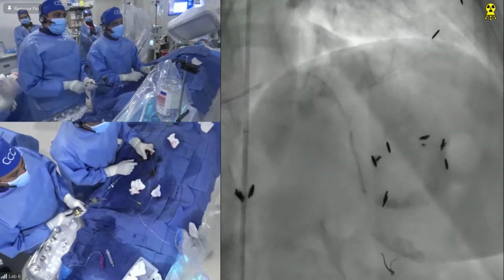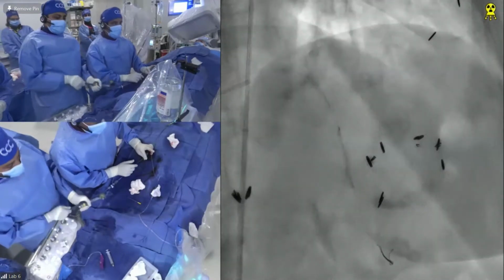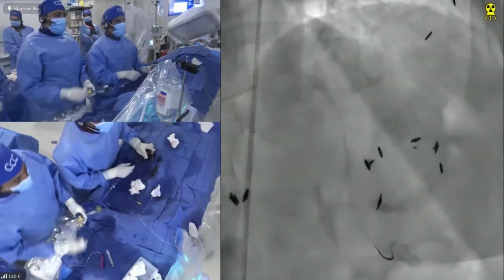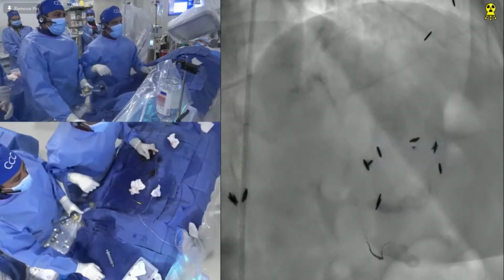Do you like that expansion? But it has expanded. No, it's still nicely expanded, yeah. Remember, don't go too crazy. Many times you try to go crazy with too much high pressure, and then you'll have a perforation.